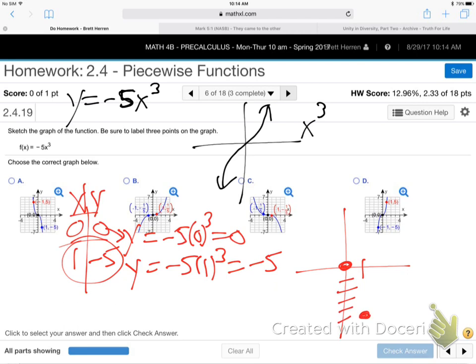Am I going too quick? You good to there? Everybody see what I'm doing? So I did 0, 0, and over 1 down 5, which I found from the table. I just did a simple table where I put in the two easiest numbers I know for x, 0 and 1. Just plugged into the equation, got 0, got negative 5. Put the 0, 0 dot and the over 1 down 5 dot on the graph.